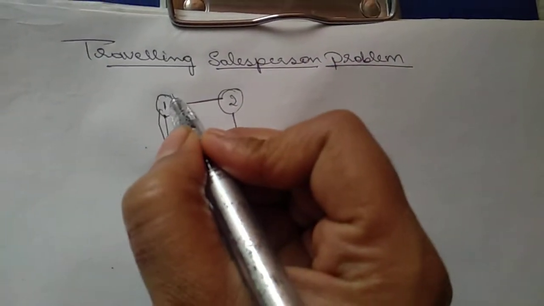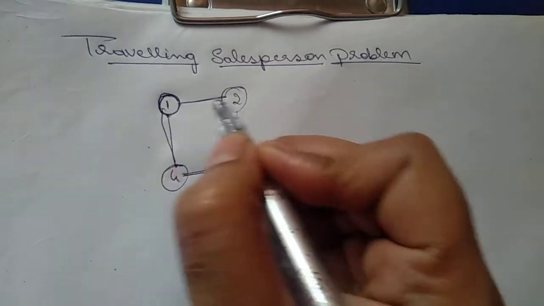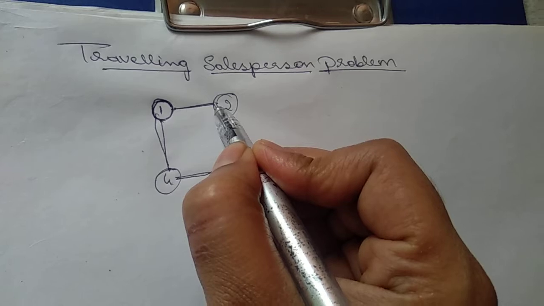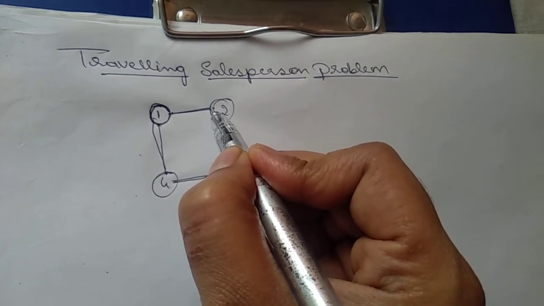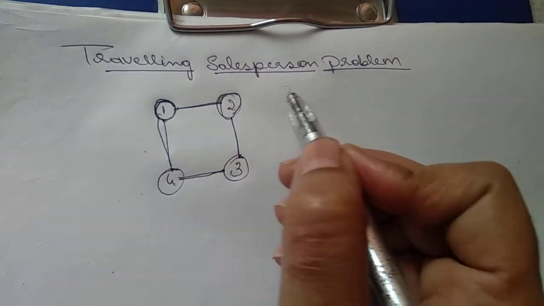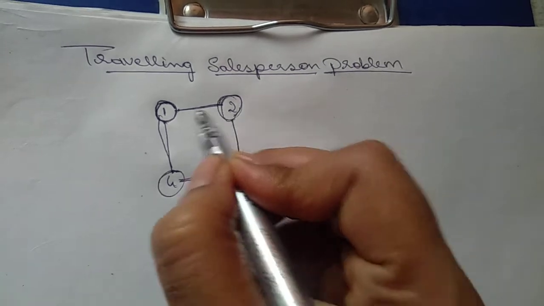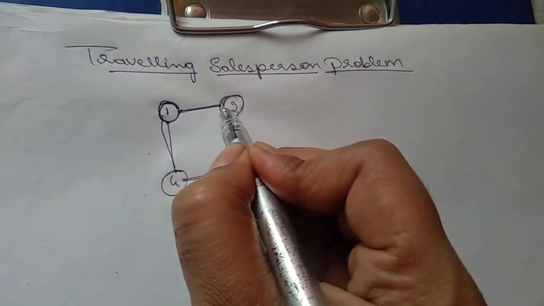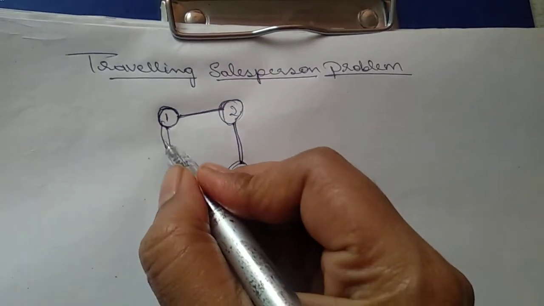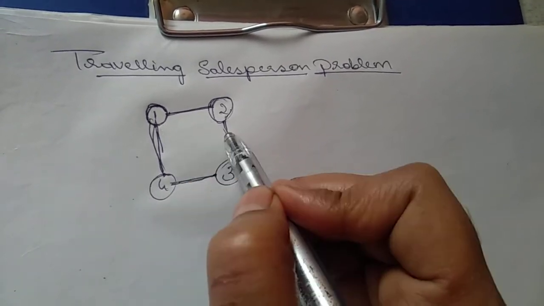See, for example, if the salesperson starts from here, this is one city, city 1, then he has to travel through all the cities. Not at least once, only once he has to pass through all the cities, but he cannot come back to a city once again. So he'll start from 1, he'll go to 2, then to 3, then to 4, and then again to 1. This is the traveling salesperson problem.